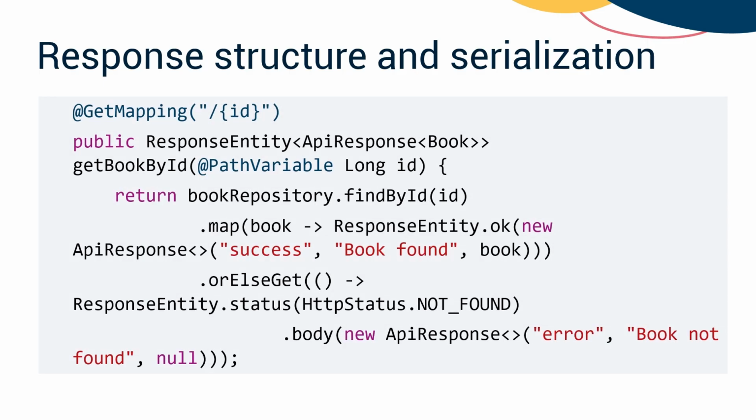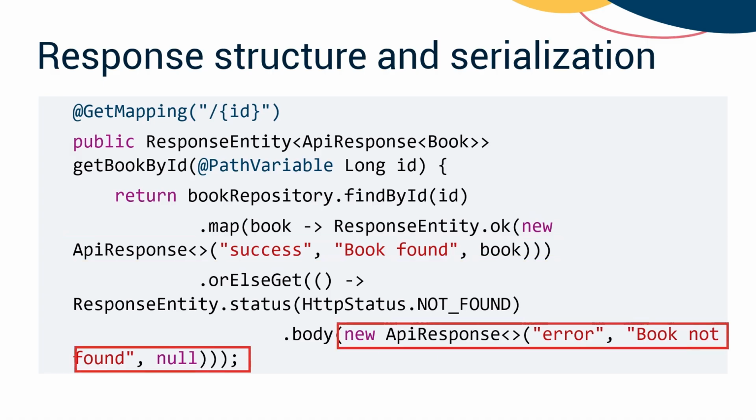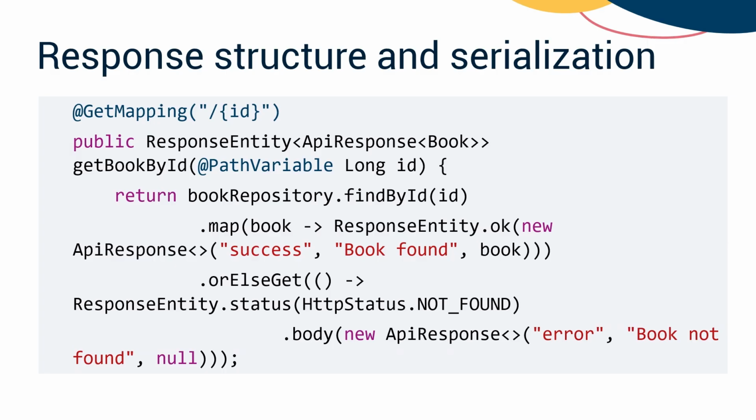The controller method modifies API responses to follow this structure. If a book is found, the API returns a successful response. If not, it returns a structured error response. This approach ensures consistency and improves front-end handling.